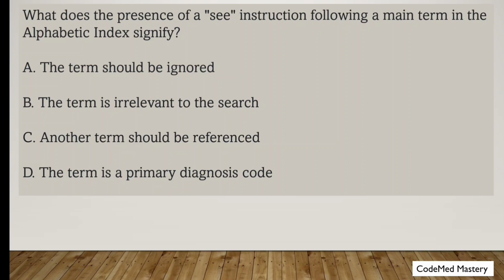What does the presence of a C instruction following a main term in the alphabetic index signify? Option A, the term should be ignored. Option B, the term is irrelevant to the search. Option C, another term should be referenced. And option D, the term is a primary diagnosis code. And the correct answer is option C, another term should be referenced. The C instruction following a main term in the index indicates that another term should be referenced.